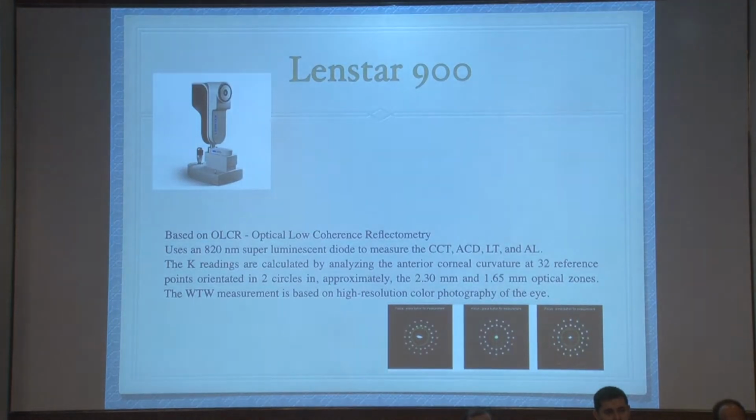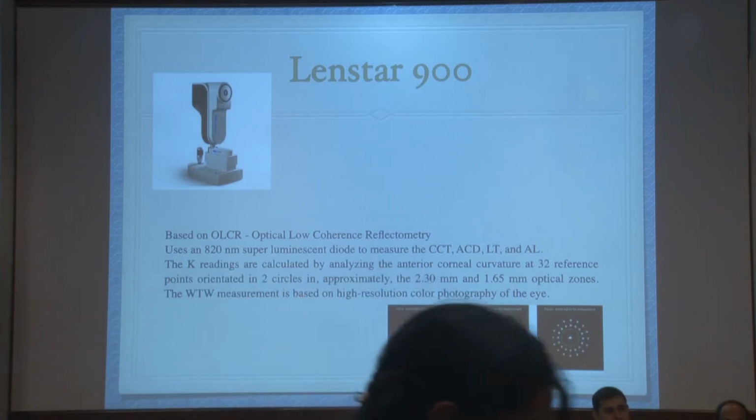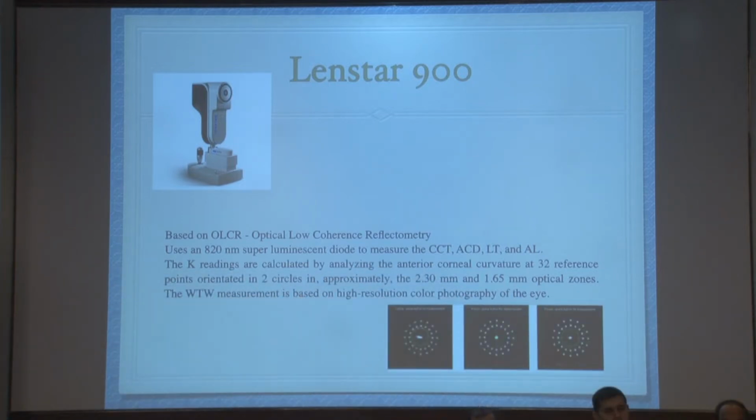Whereas the LenStar biometer is based on optical low coherence reflectometry. It uses an 820 nanometer superluminescent diode to measure corneal thickness, ACD, lens thickness, and axial length. So all the parameters it measures are optically measured, which is more accurate. And the K readings are calculated from 32 reference points in two circles, which are at 1.65 and 2.5 millimeters. As you can see here, two circles of 16 points each.